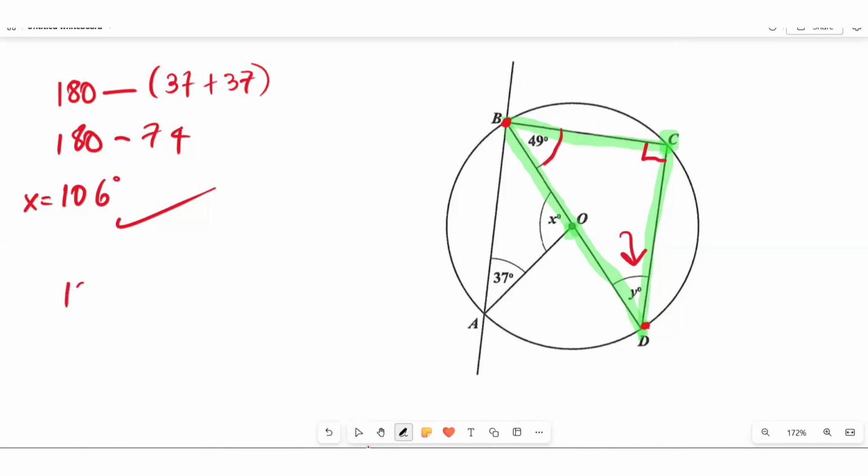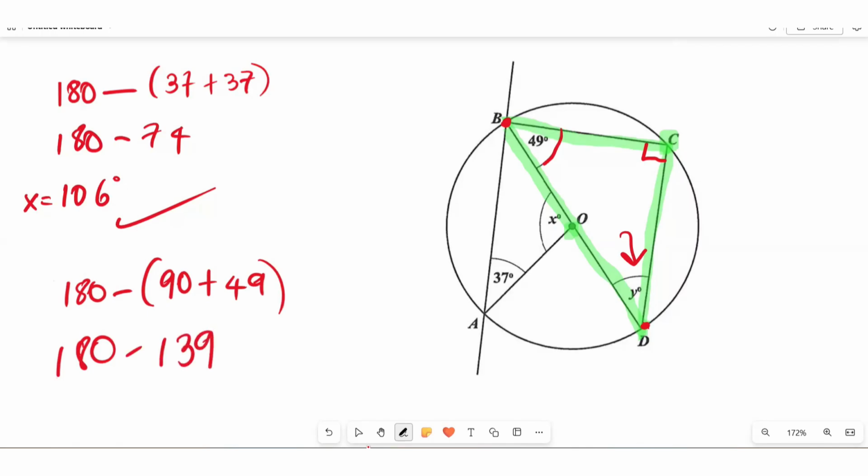Again, the total interior angle of any triangle is 180 degrees. So if I add this 90 degrees to the 49 degrees, it's going to be 180 minus 139. That is going to leave us with 41 degrees. So this angle at y is definitely 41 degrees.